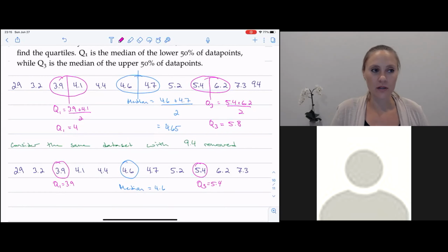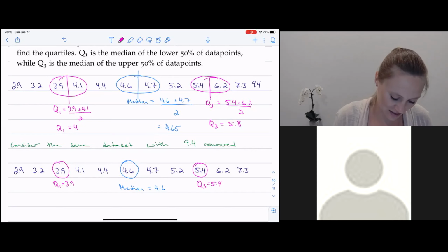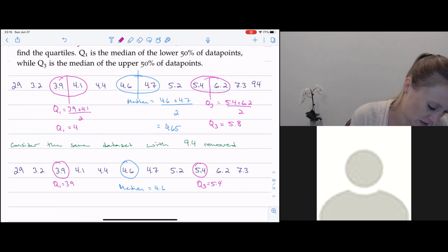They're similar, 3.9, 4, 5.4, 5.8. And that's kind of how it's going to go.